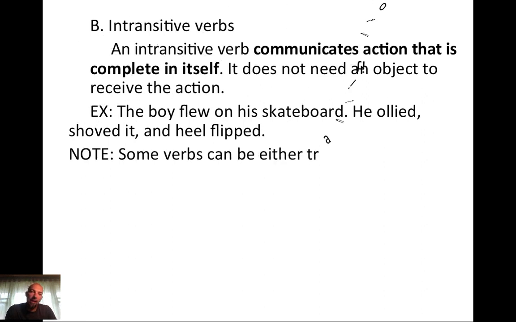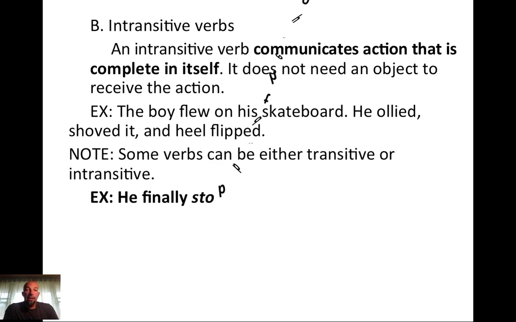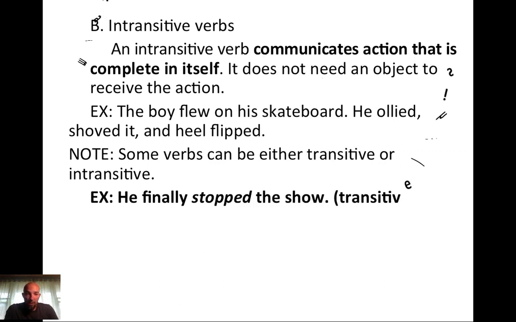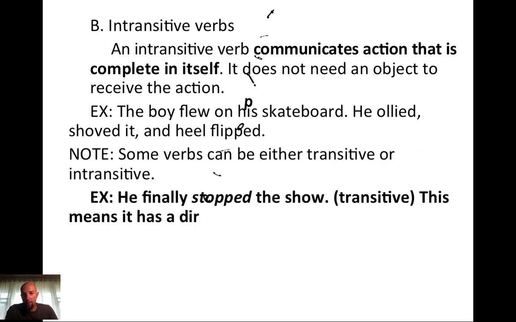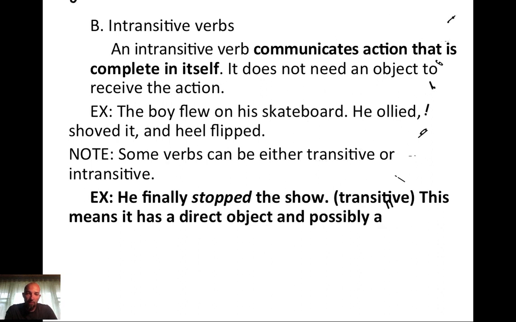Some verbs can be either transitive or intransitive. You can't just memorize a set number of verbs and say those ones are transitive and those ones are intransitive. It doesn't work that way. Here's an example. He finally stopped the show. Stopped what? The show. Show is the direct object. Stopped is a transitive verb. It has a direct object. It might have an indirect object, but in this case, no indirect object.